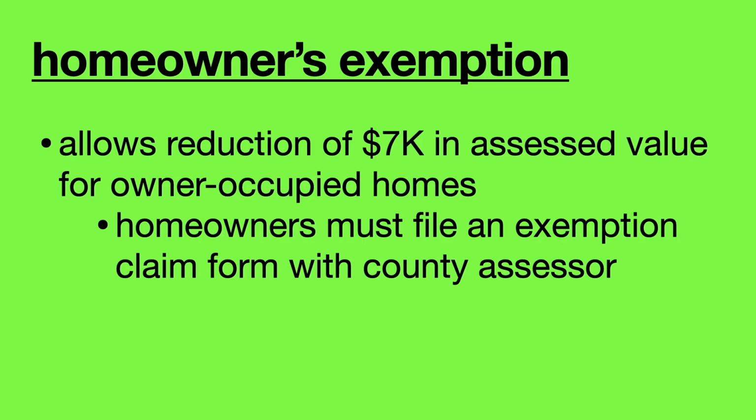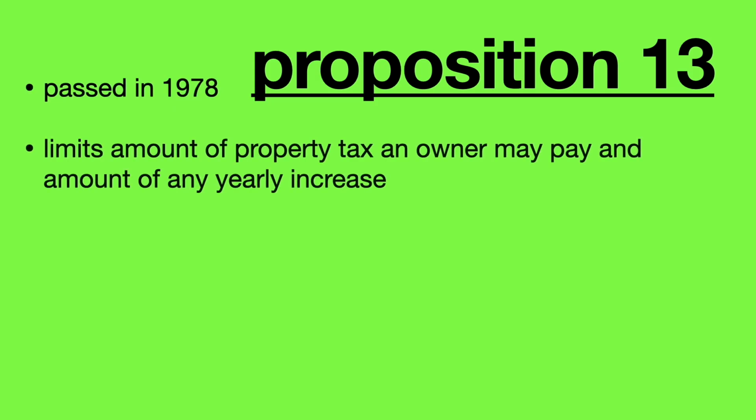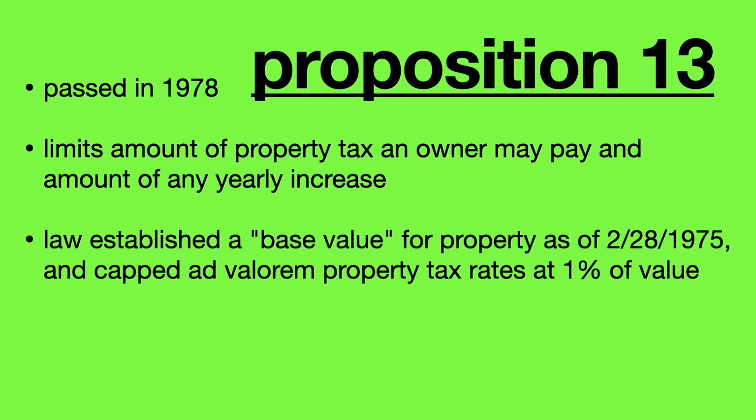Homeowners must file an exemption claim form with the county assessor. Proposition 13, passed in 1978, limits the amount of property tax a property owner may pay and the amount of any yearly increase. The law established a base value for property as of February 28, 1975, and capped ad valorem property tax rates at 1% of that value.